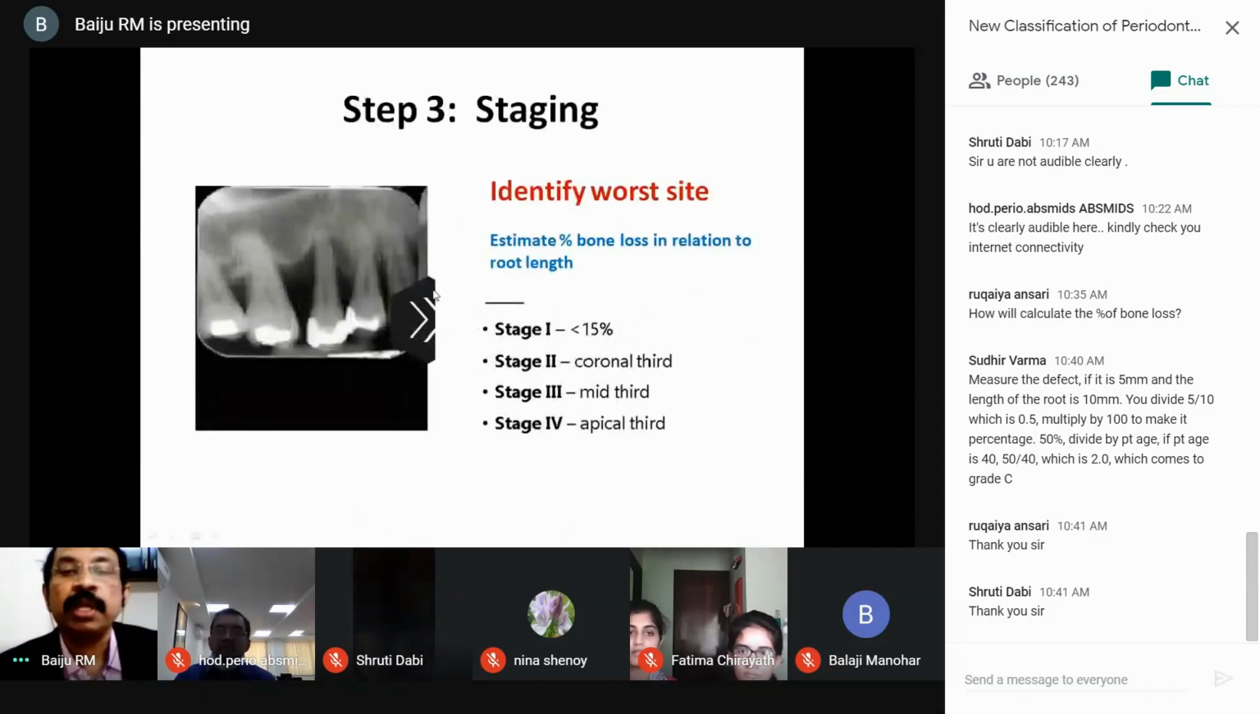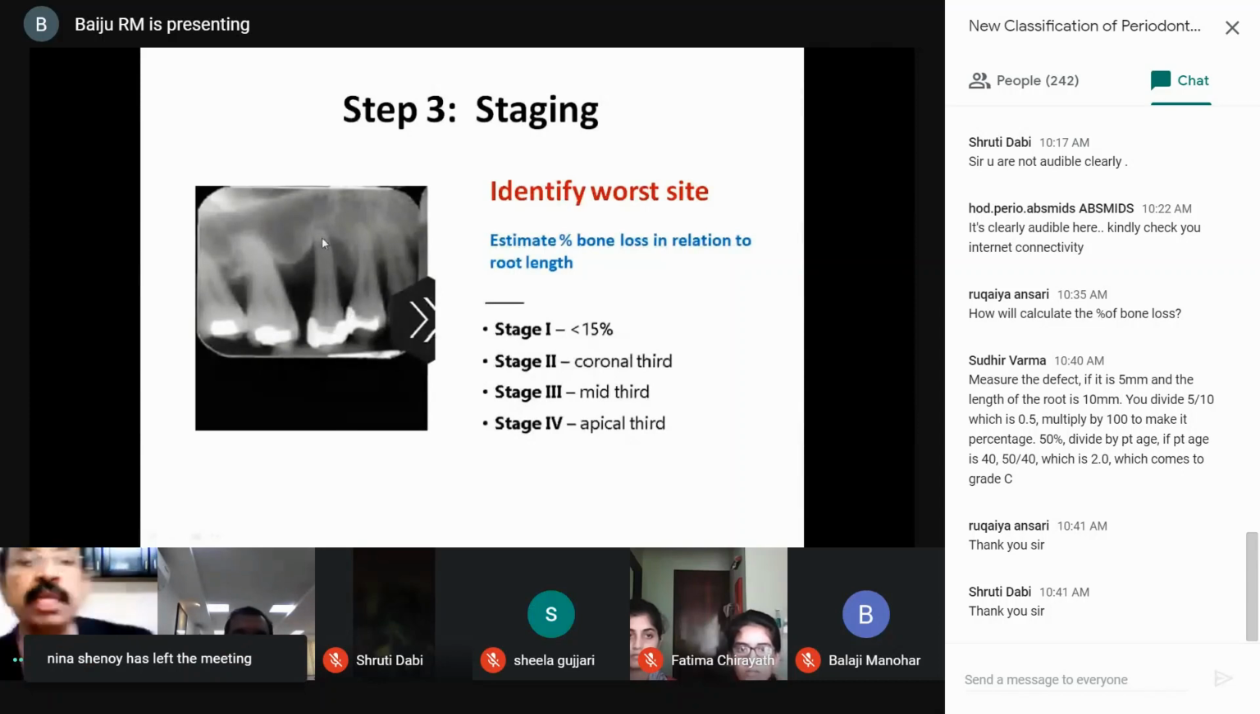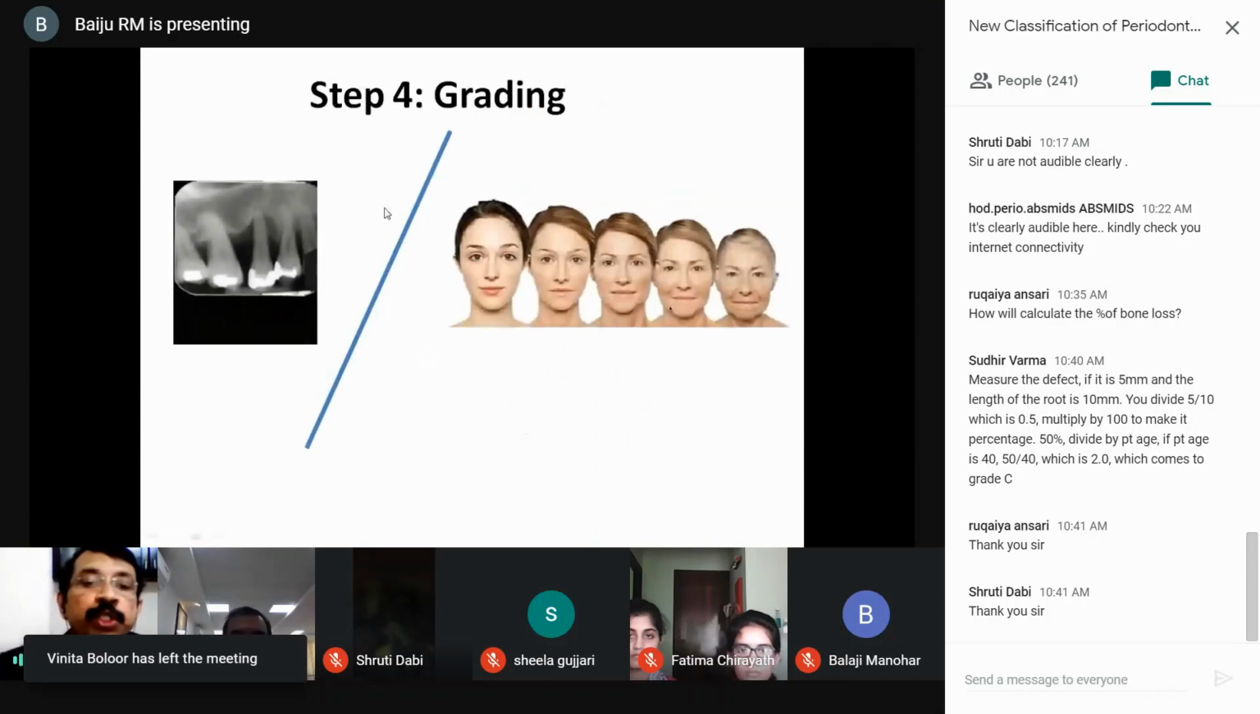Now, the third step is staging. Again, from the radiograph, identify the maximum bone loss, the worst site. Estimate the percentage of bone loss in relation to the root length. If it is reaching the coronal third, less than 15%, stage it as stage 1, mild. If it is reaching the entire coronal third, stage it as stage 2. If it has reached the middle third, it is stage 3, severe. Or if it is reaching up to the apex, as you see in this radiograph, it is stage 4, severe.